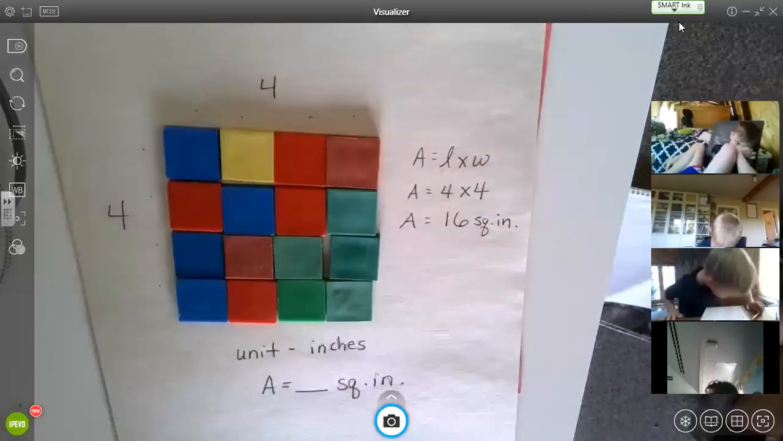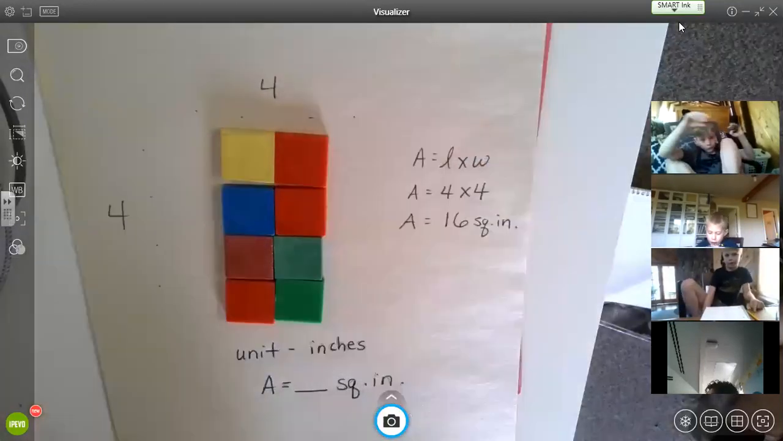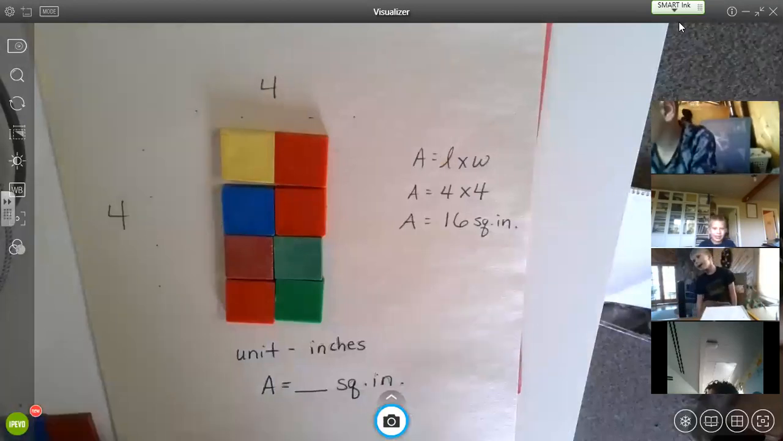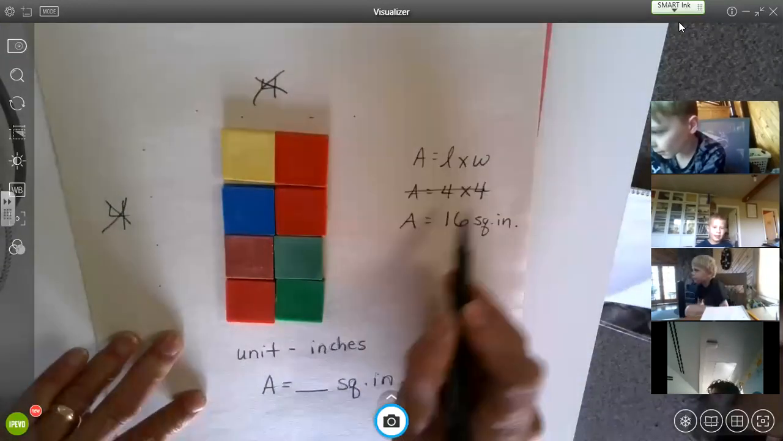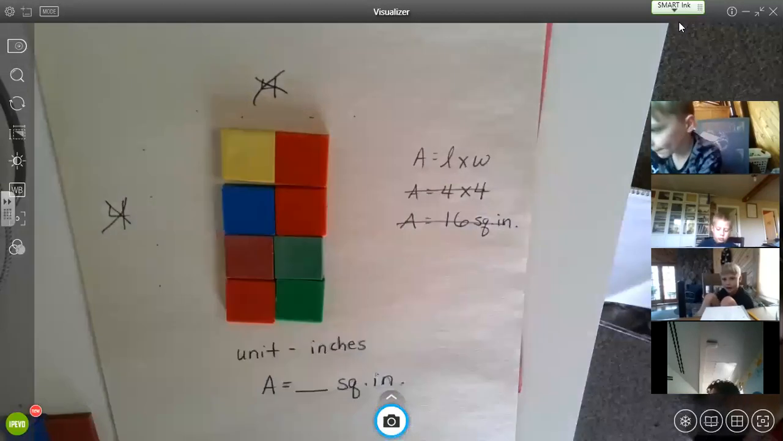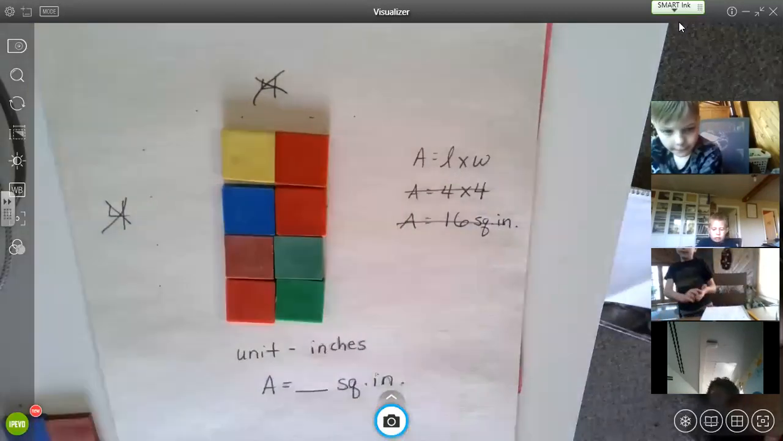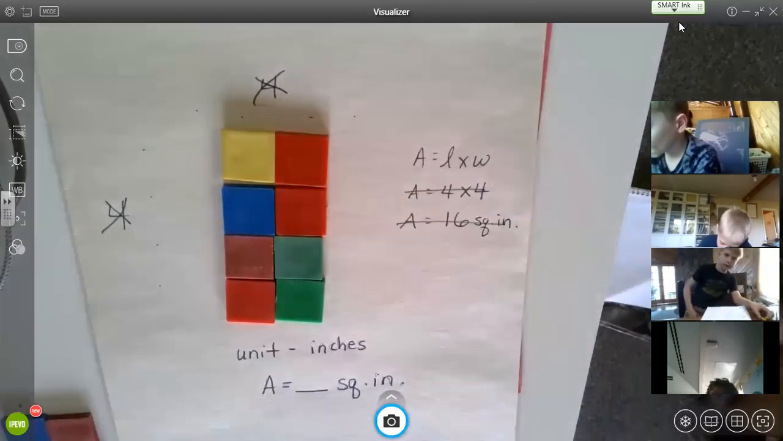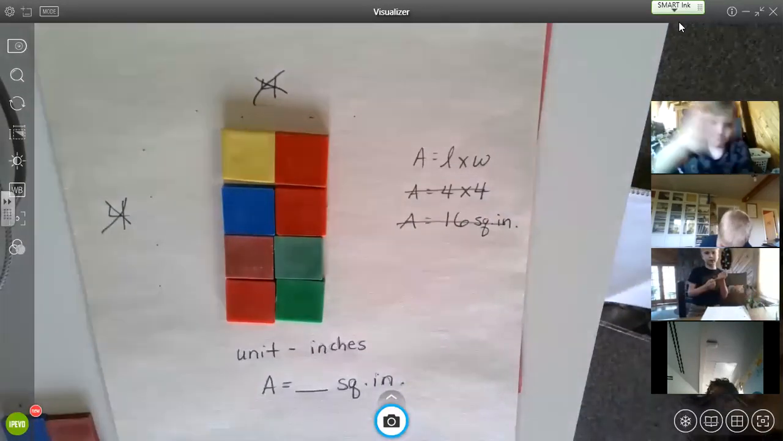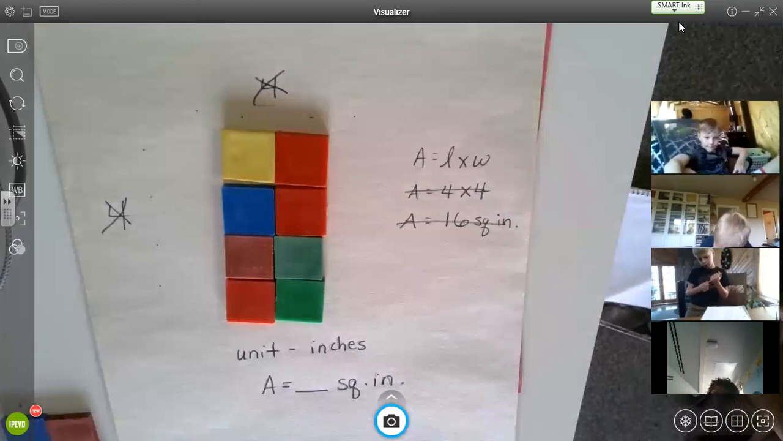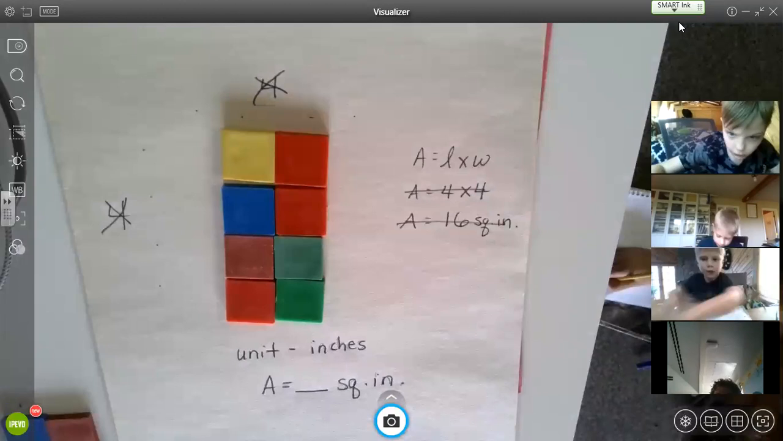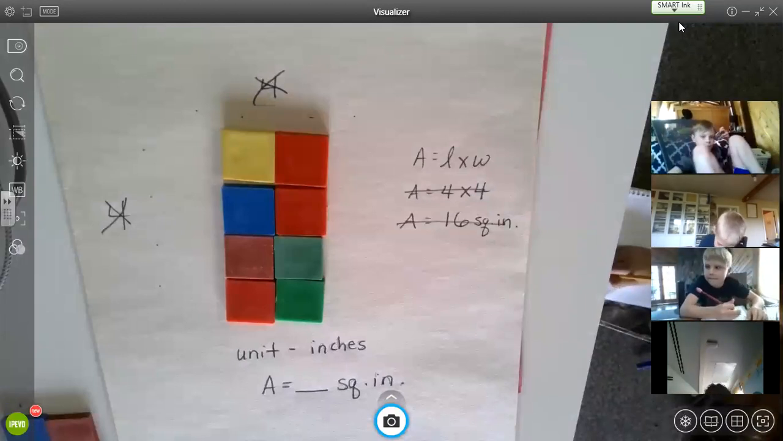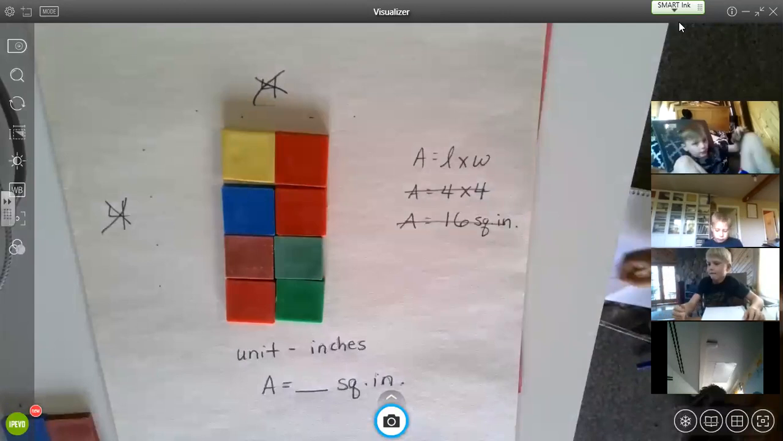Okay, let's try another one. There you go. Go for it. So now we're going to do a different one. Write the area when you know it. I love seeing square inches as you're labeling your units. You even remembered the SQ this time. SQ IN. Abbreviation for square and abbreviation for inches.